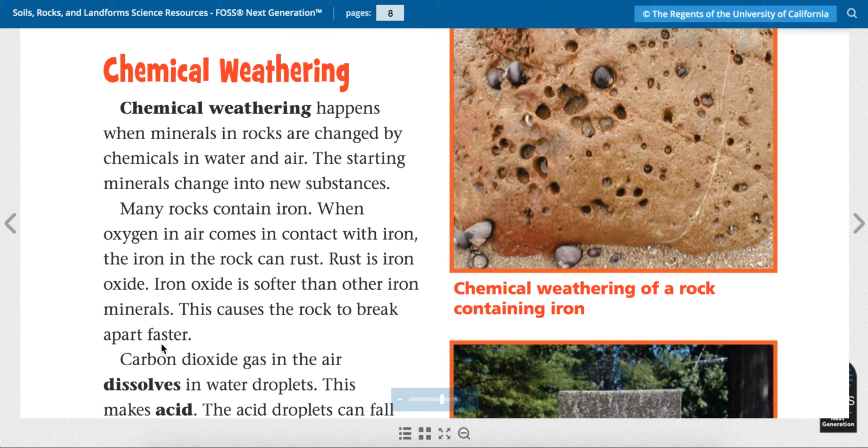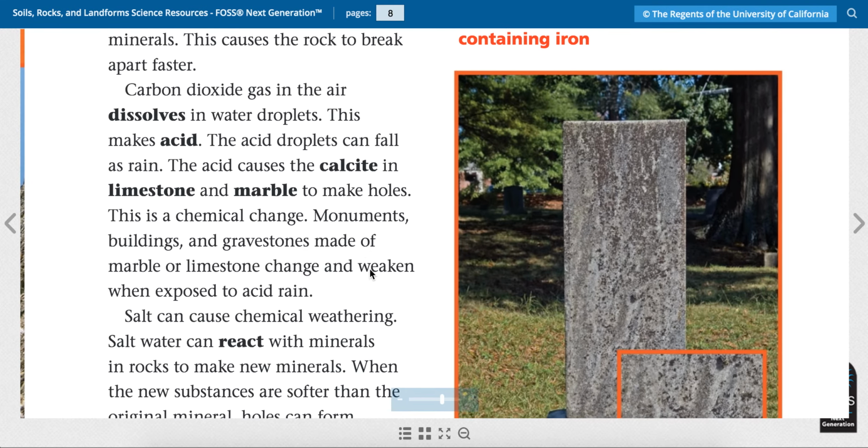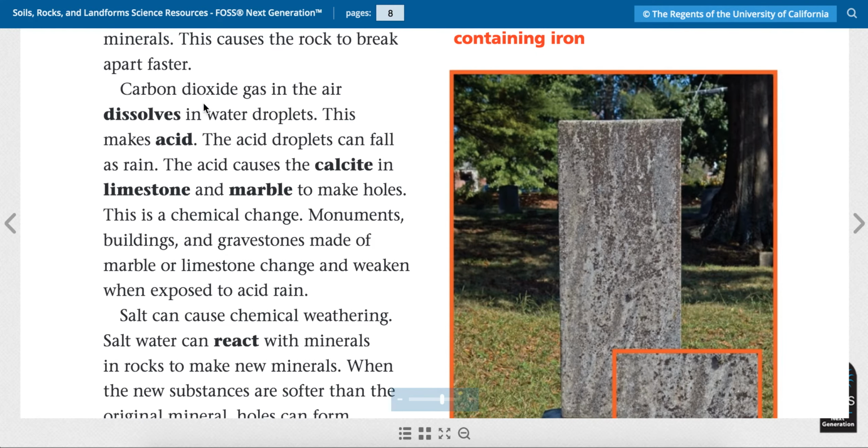Oh, so the iron in the rock, when it comes into contact with air, it turns into rust. Rust is that dirty red kind of brown stuff that you find on coins sometimes. Let's keep reading. Carbon dioxide gas in the air dissolves in water droplets. This makes acid. The acid droplets can fall as rain. The acid causes the calcite in limestone and marble to make holes. This is a chemical change.